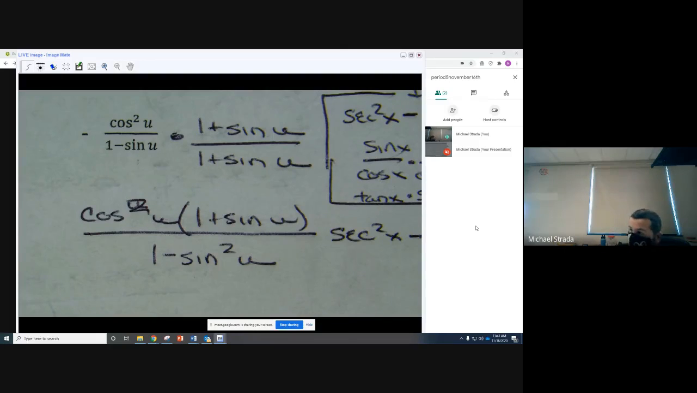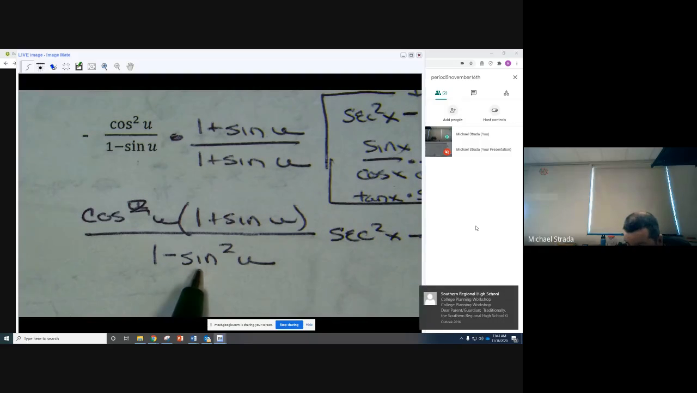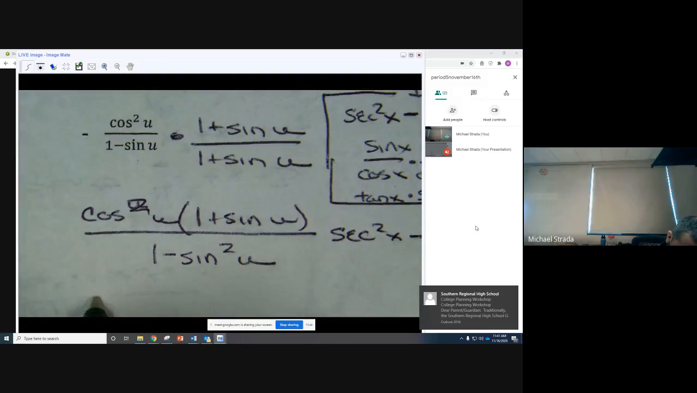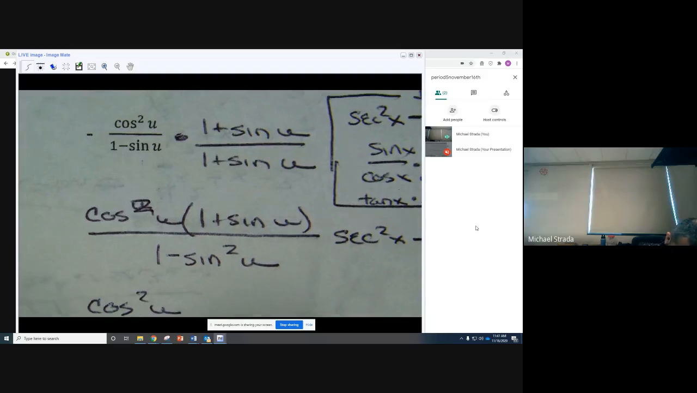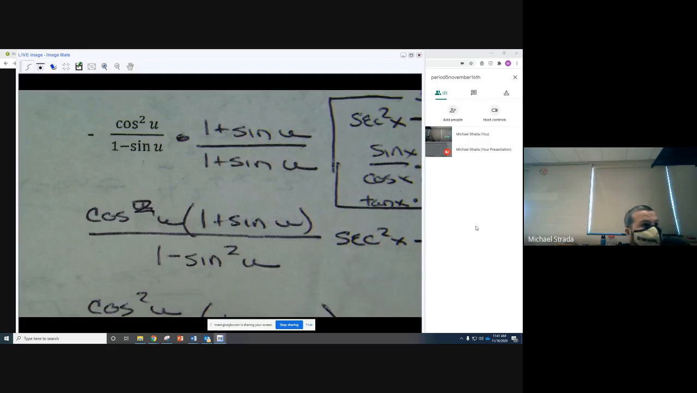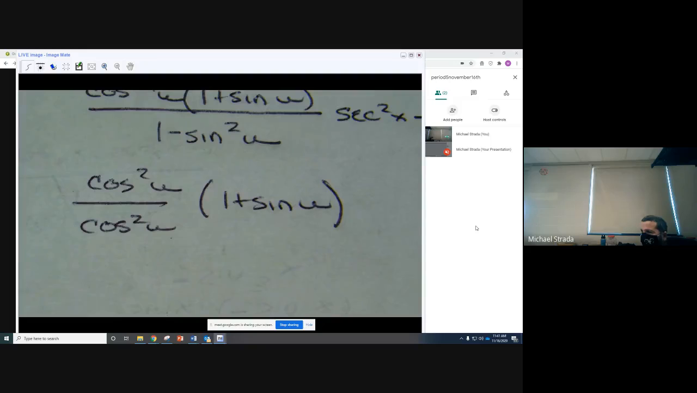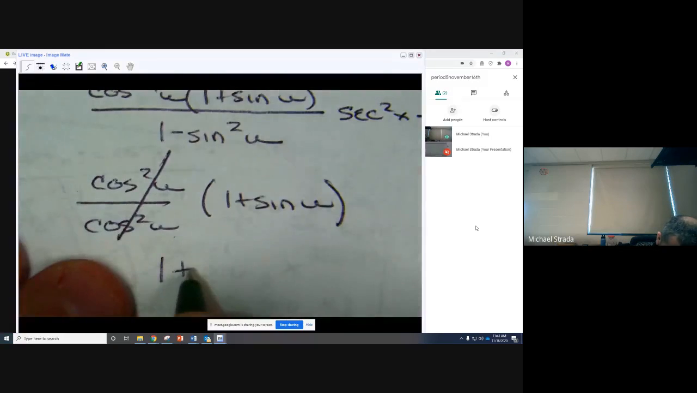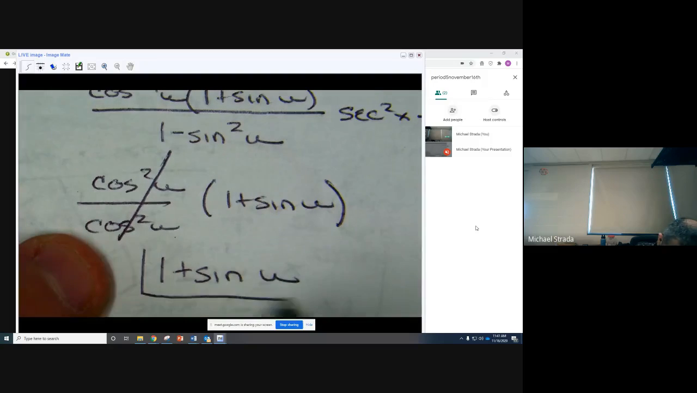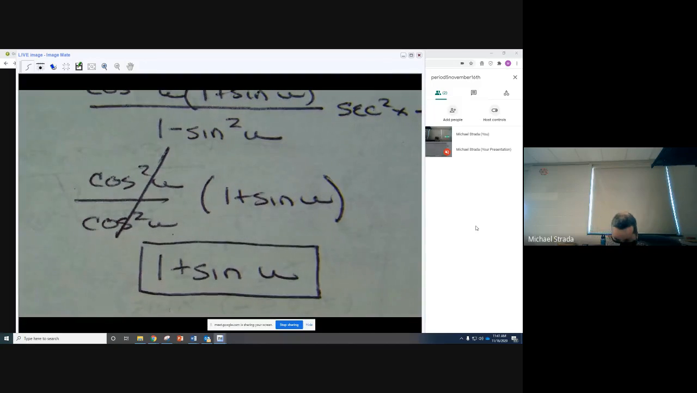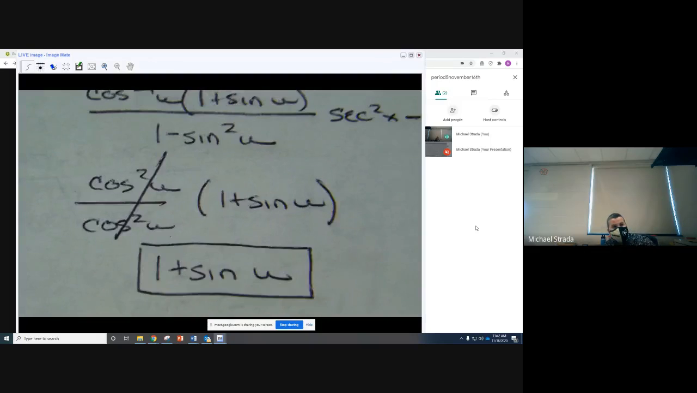So cosine squared u, 1 plus sine u over 1 minus sine squared u. This is why you don't distribute, and this is going to come with practice. 1 minus sine squared u is the same thing as cosine squared u. So it becomes cosine squared u over cosine squared u times 1 plus sine u. And then what are the cosine squared u's going to do to each other? Cancel out. And I got 1 plus sine u for my final answer. Good? Any part of it troubling anybody?